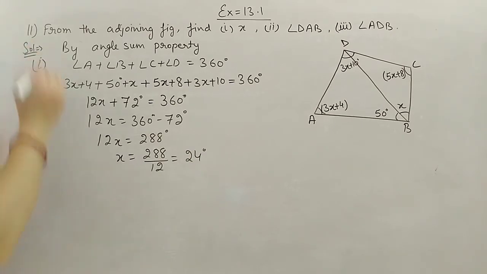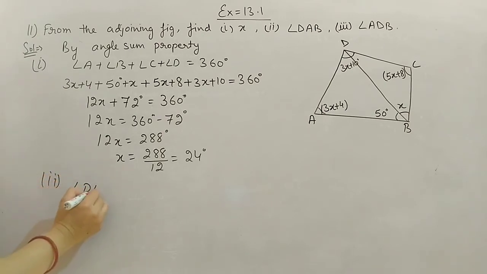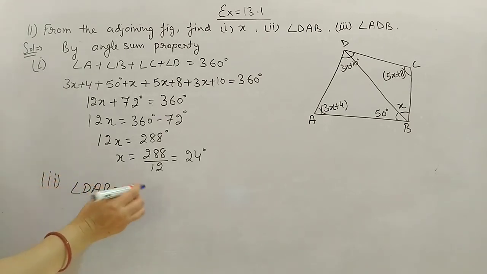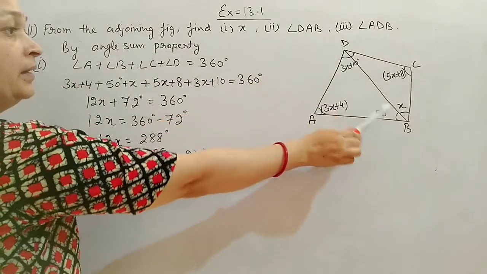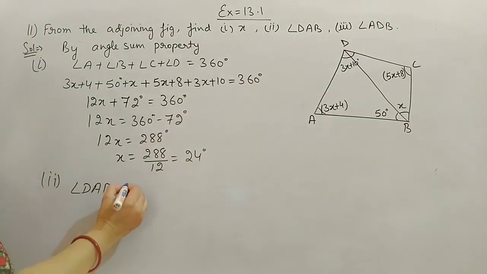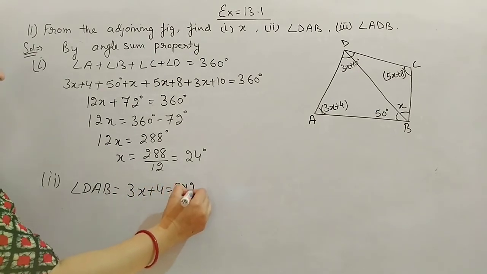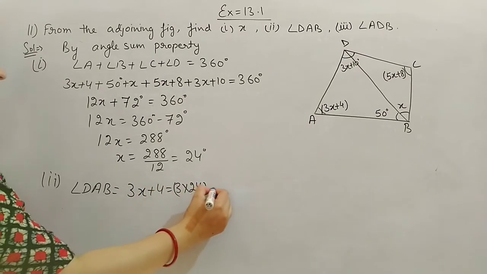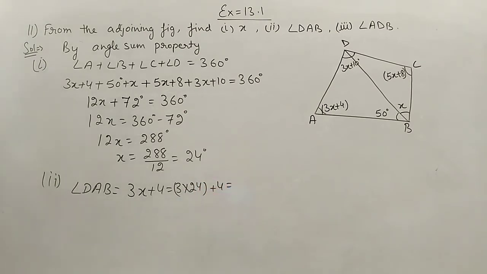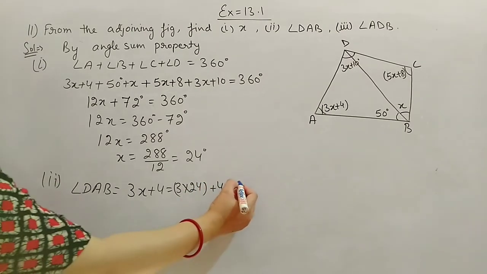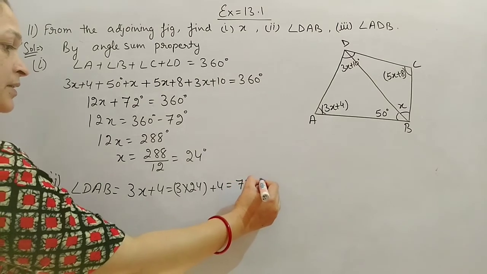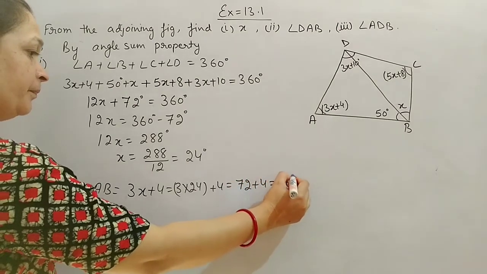So the first part is done. Now the second part, angle DAB. Angle DAB means 3x plus 4, 3 into 24 plus 4. 3 into 24 will give 72 plus 4, 76 degrees.